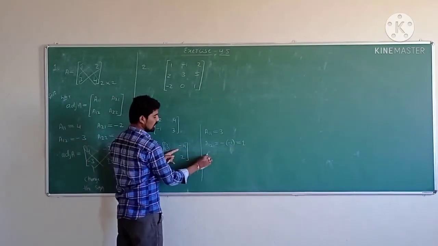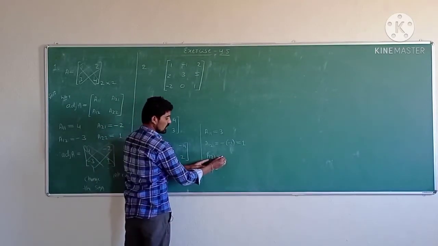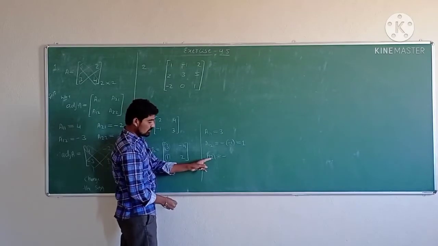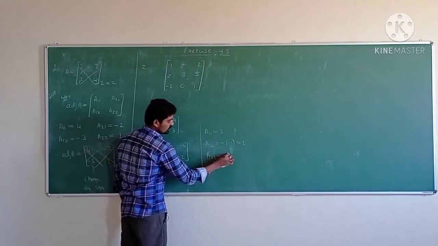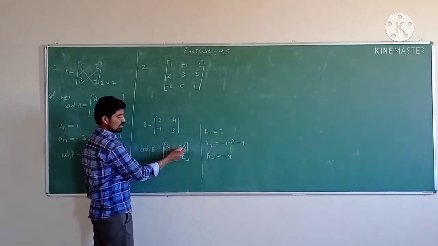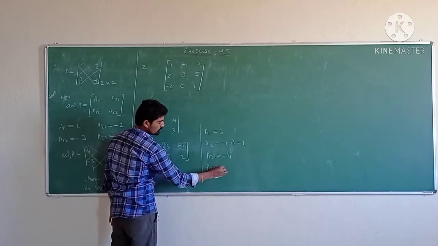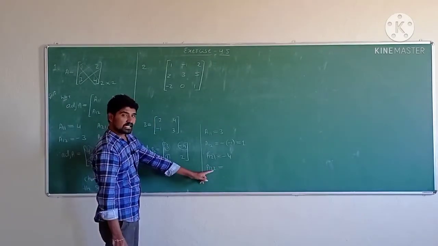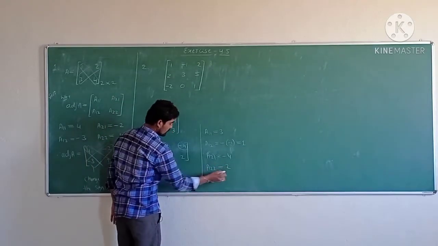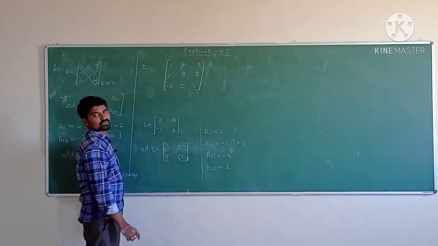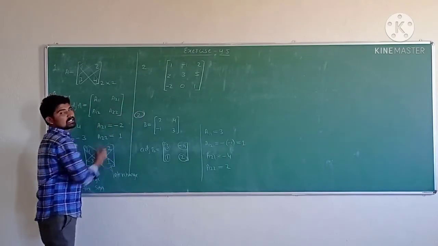Next element is A21. 2 plus 1 is odd, therefore multiply by minus, and obtained by deleting the second row, first column. Element is 4. Therefore A21 is equal to minus 4. And next element is A22, obtained by deleting the second row, second column. Remaining element is 2. Therefore the value of A22 is 2. I hope all of you understood. If possible, take a note.